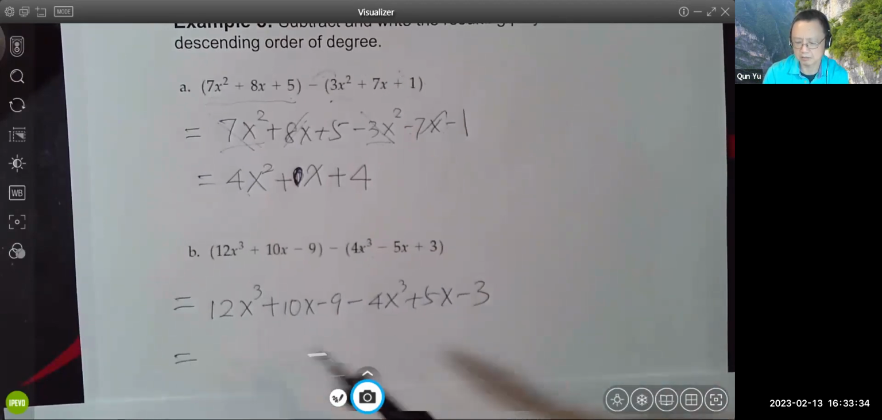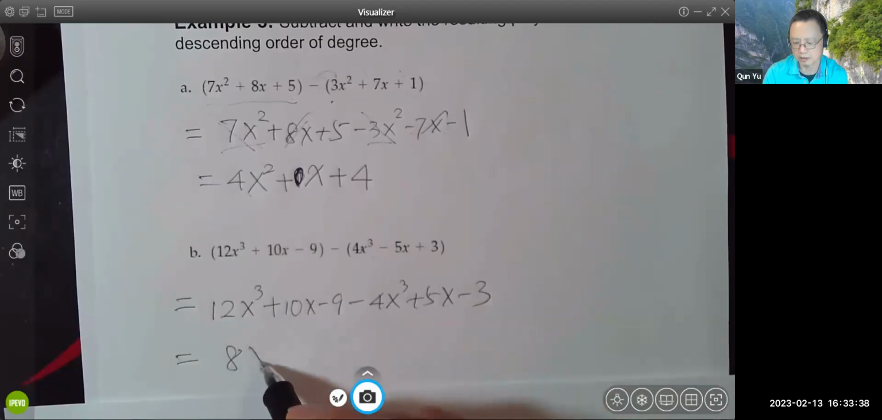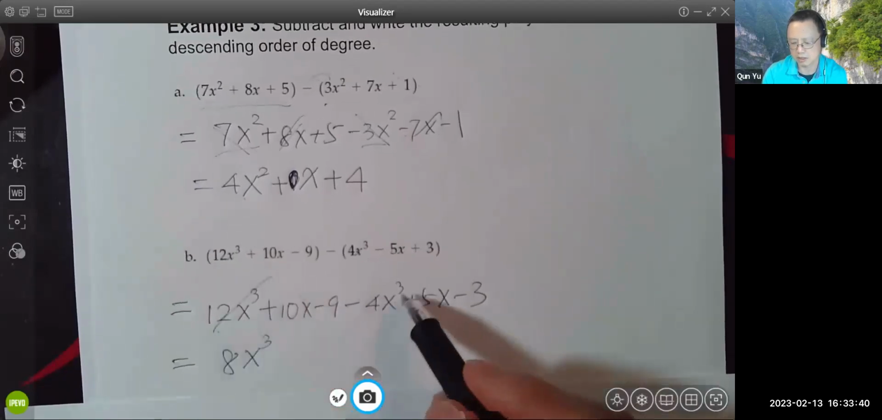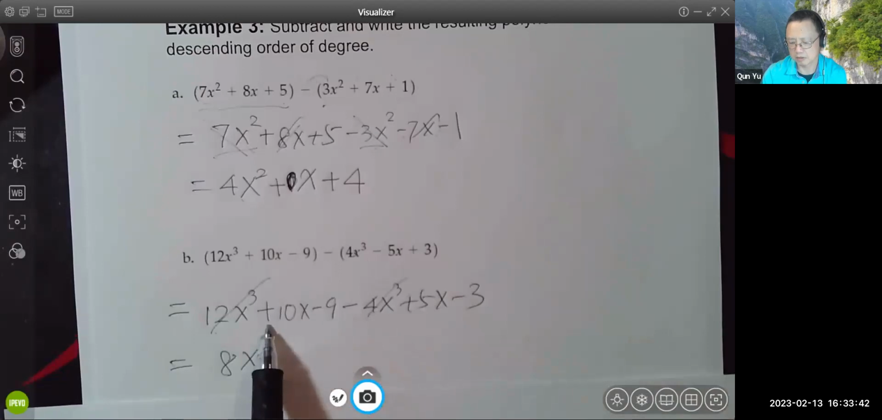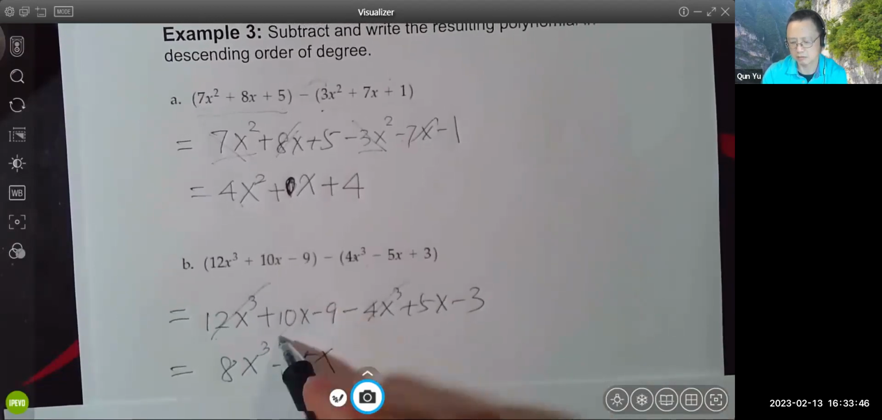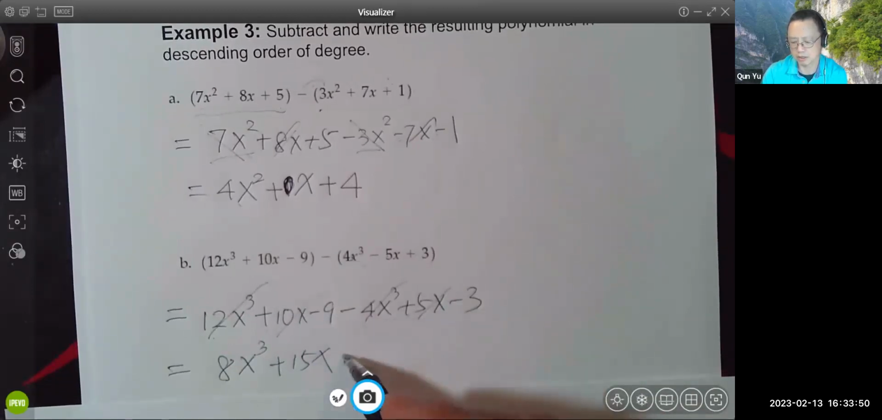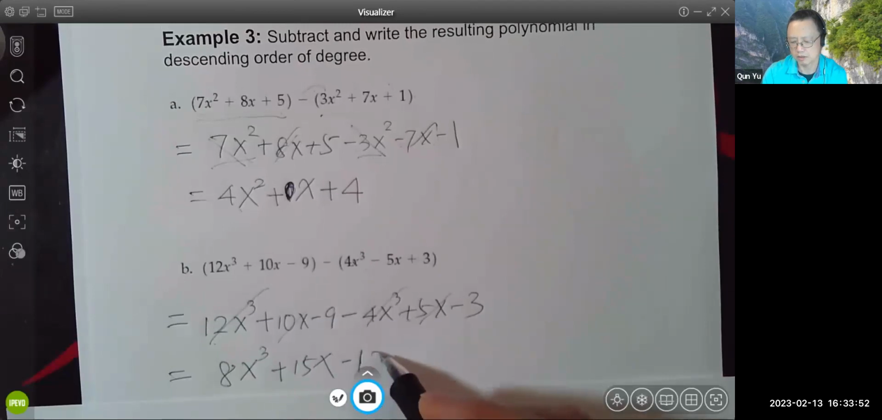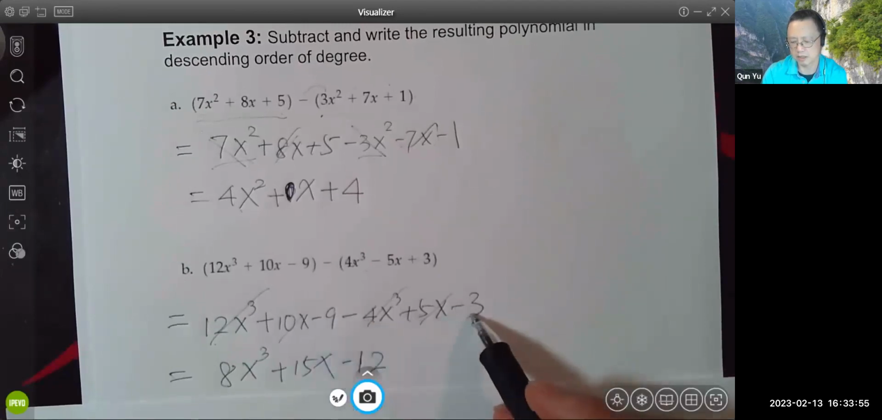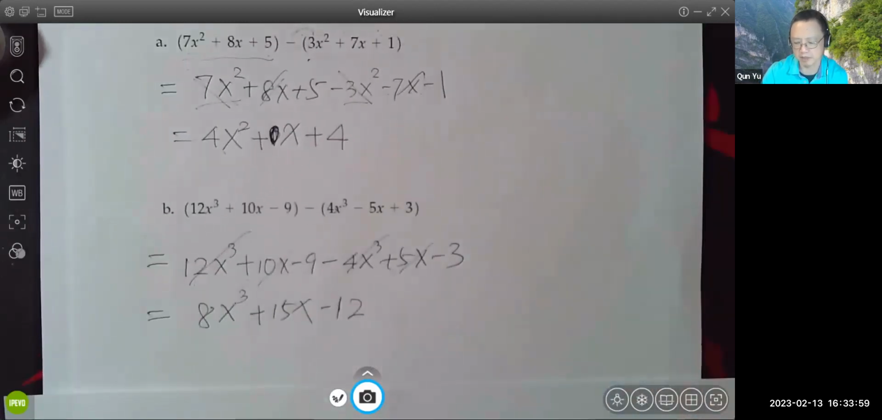Now combine like terms, cube, 12 minus 4, that's 8. So cube is gone. And x term, positive 10, positive 5, totally positive 15. The x terms are gone. Constant term, negative 9, negative 3, totally negative 12. Whenever numbers have the same sign, they accumulate in that direction. So we get an even bigger negative number, to make sense. All right, this is the final answer.